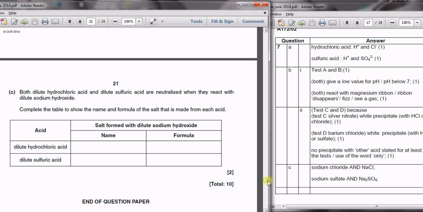And then with sulfuric acid you form sodium sulfate. The formula for sodium sulfate is Na2SO4. Sodium has got a 1 plus charge, sulfates have got a 2 minus charge, so you need 2 sodiums to cancel out the 2 minus on the sulfate group.